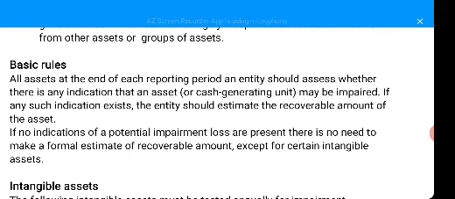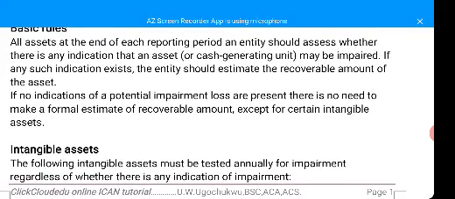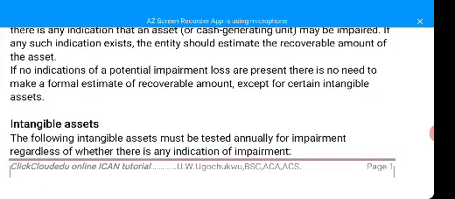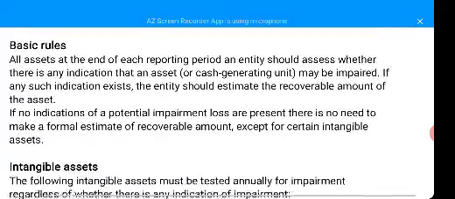So you say that asset has been impaired. Annually, you should always check for impairment of an asset. If any such indication exists, the entity should estimate the recoverable amount of the asset. So when you look at such indication and you see that there is impairment of that asset, the next thing you should do is to calculate the recoverable amount. If no significant or possible impairment loss are present, there is no need to make a formal estimate of recoverable amount except for certain intangible assets.